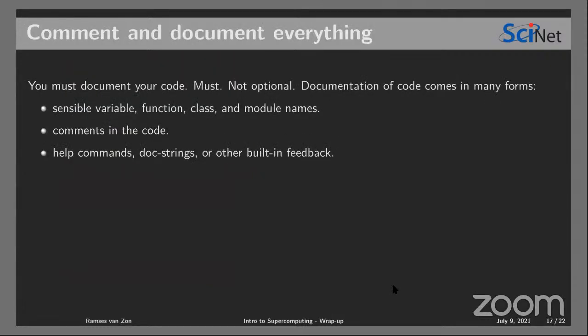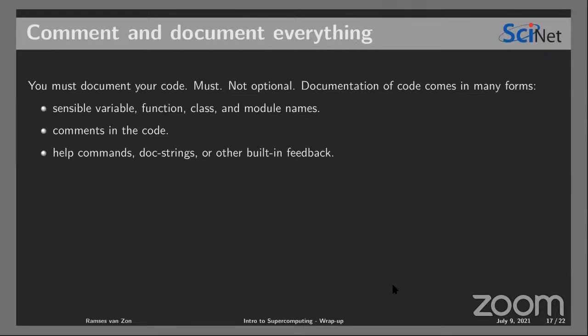Okay. So third thing, comment and document everything. You must document your code. The answer that I gave for the assignment is actually wrong because it didn't have comments that explained what I was doing. You have to do this. This is not optional. But there are different forms in which this comes, and you might add your documentation at different levels or different stages in your initial start of a project.